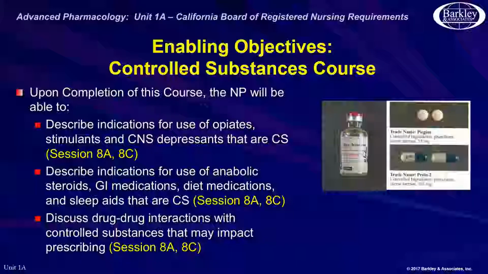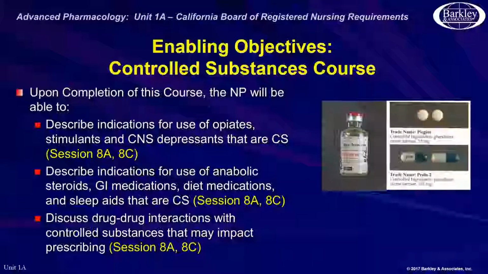Additional enabling objectives that will be meshed into the Controlled Substances course that the nurse practitioner will understand upon completion will be a description of indication for use of the opiates, stimulants, and CNS depressants that are controlled substances. Again, once the student completes Sessions 8A, the Introduction to Prescribing Controlled Substances, and 8C, Implications of Prescribing Controlled Substances, the student will have a good understanding of these things.